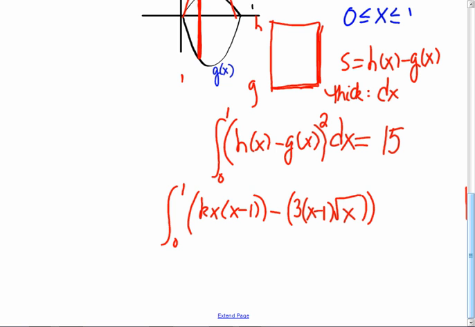Gotta make sure I got my parentheses there. And they say, find k, so if that's equal to 15, that's all you have to do. You don't have to solve it.